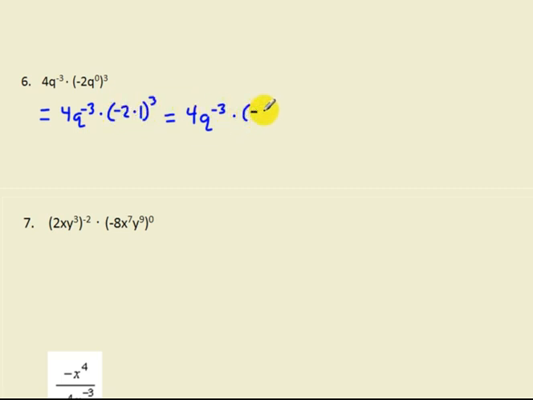Negative 2 to the third power is negative 8. Okay, negative 2 times negative 2 is a positive 4, times a negative 2 is negative 8. So now we have 4 times negative 8 is negative 32, and we have q to the negative 3 power. Now of course, that exponent being negative, we need to pull the q down into the denominator. So we can write this as negative 32 over q to the positive 3 power, or if you want, you can pull that negative sign out front, and we'll have negative 32 over q cubed.